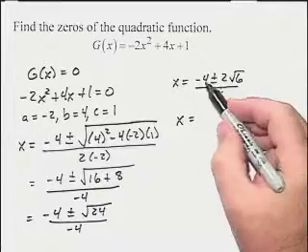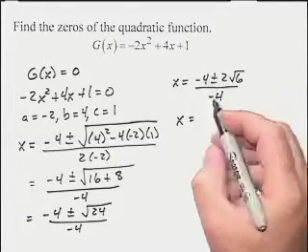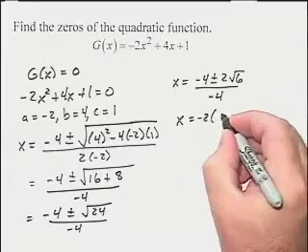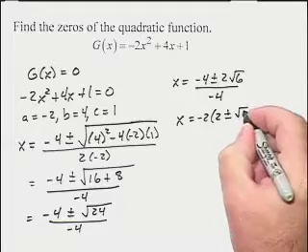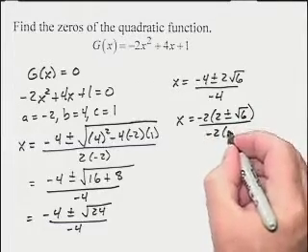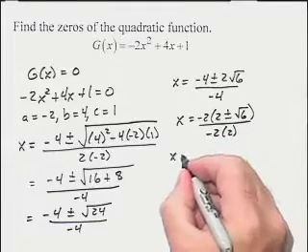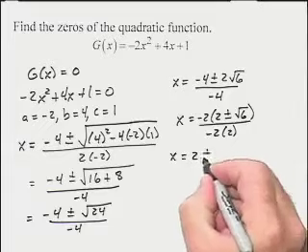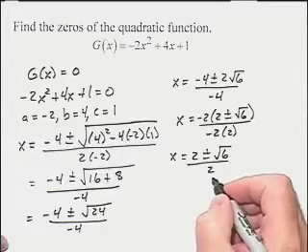Next, we're going to cancel a common factor of negative 2. So we could factor a negative 2 out of the numerator. We'd have negative 2 times 2 plus or minus the square root of 6. That's our numerator. In the denominator, we could write negative 2 times 2. And cancel the negative 2's then. We'll have x is equal to 2 plus or minus the square root of 6 divided by 2.